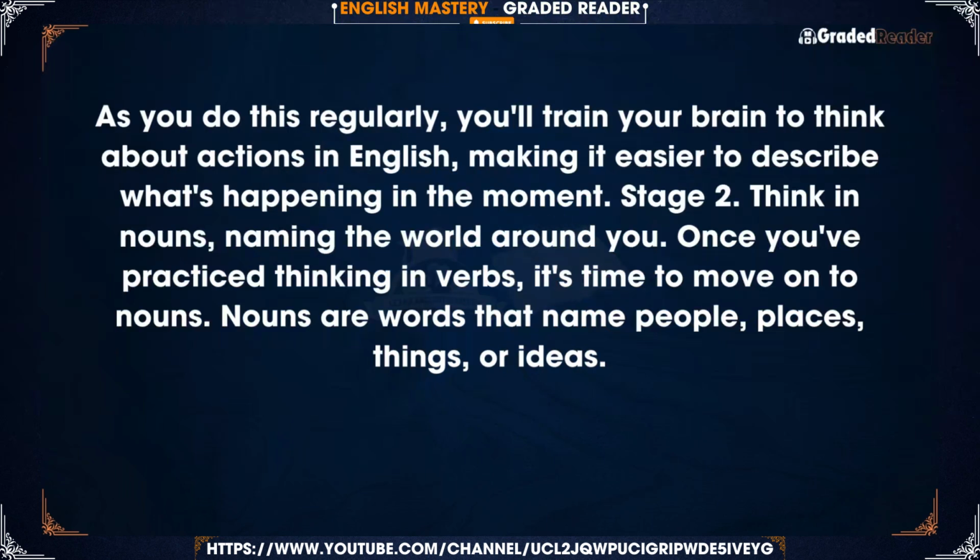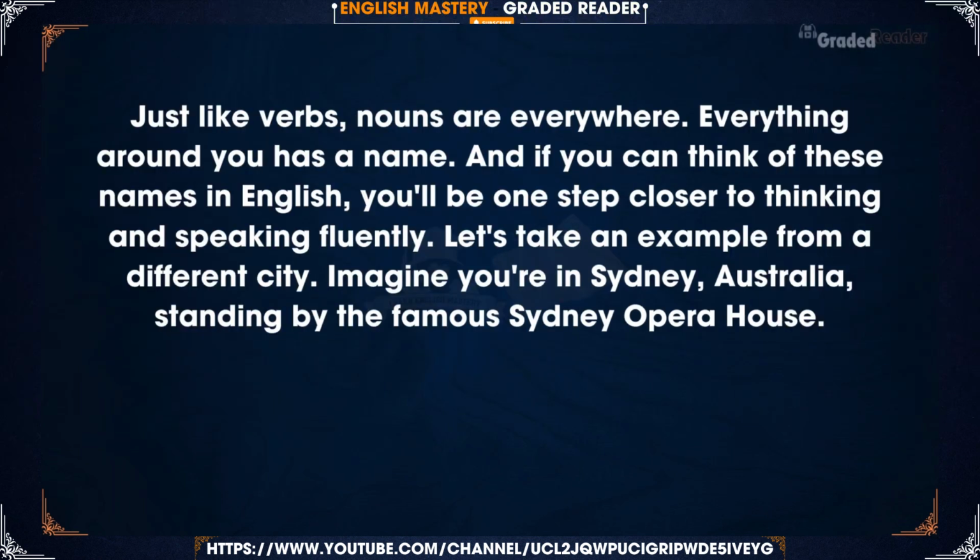Stage 2. Think in nouns, naming the world around you. Once you've practiced thinking in verbs, it's time to move on to nouns. Nouns are words that name people, places, things, or ideas. Just like verbs, nouns are everywhere. Everything around you has a name, and if you can think of these names in English, you'll be one step closer to thinking and speaking fluently.